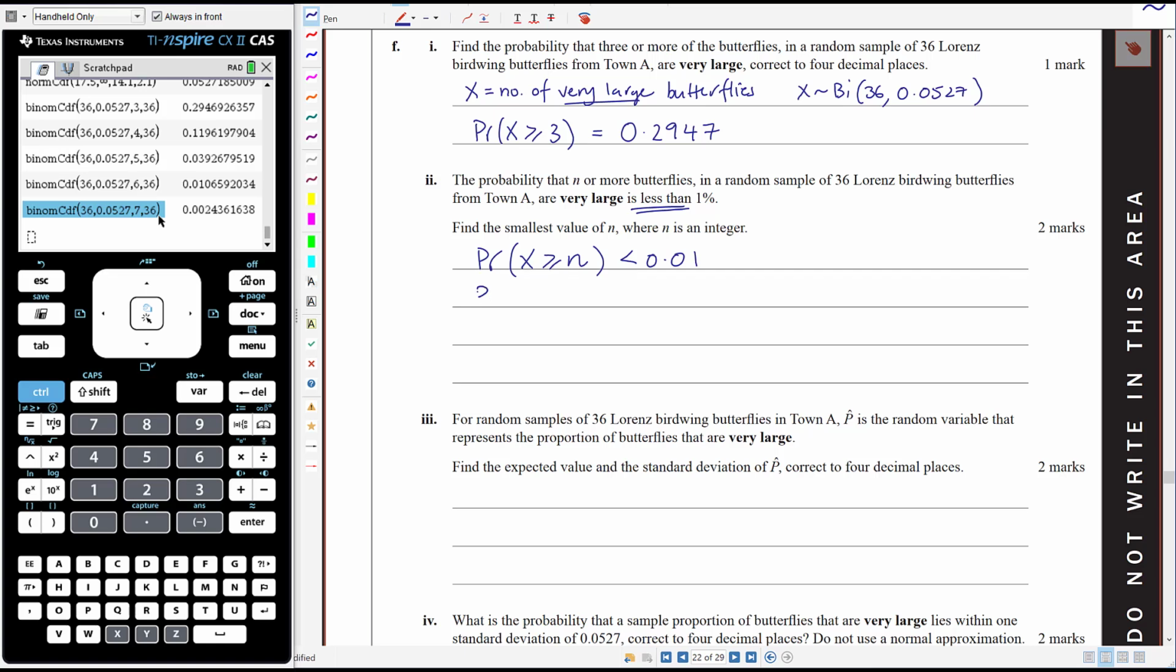So we know the probability that X is bigger than or equal to 7 is equal to 0.024. In fact, I might give both of them just so I can justify that that's the smallest value. So the probability that X is bigger than or equal to 6 is equal to 0.0107, and this is 0.0244. Okay, so therefore n equals 7 is the smallest value.